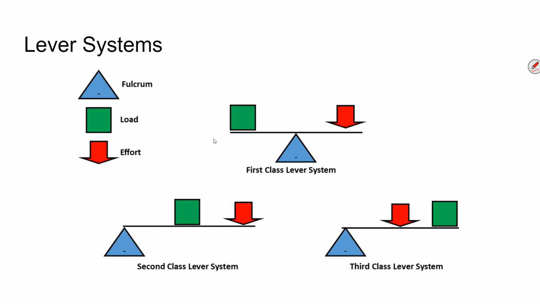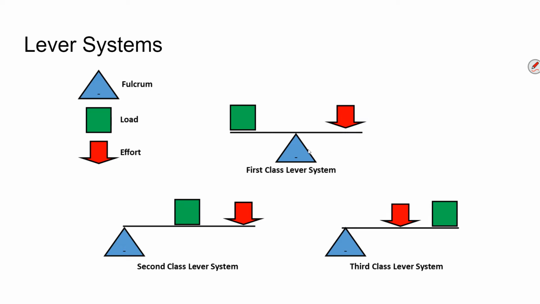There are three classes of levers. These are, again, general terms. We're going to talk about them in the context of muscles. There are first class, second class, and third class levers, and it has to do with where the fulcrum is located. First class lever, the fulcrum is placed between the load and the effort. The second class lever, the load is found in between the fulcrum and the effort.